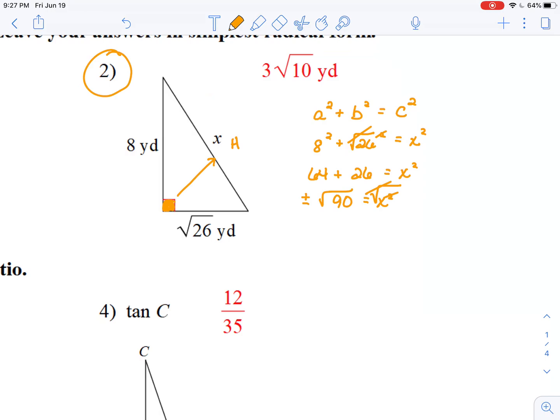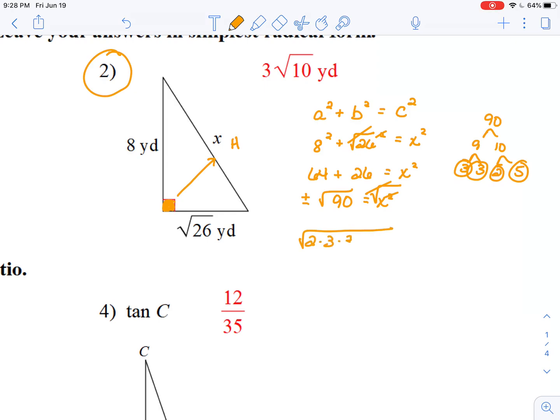Technically, I'll have two solutions, but you'll notice only the positive solution is labeled because it's a length and you can't have negative yards. So I'm going to break this apart. 90 is not a perfect square, but it is 9 times 10. So I can find some prime numbers of 3, 3, and then 10 is 2 and 5.